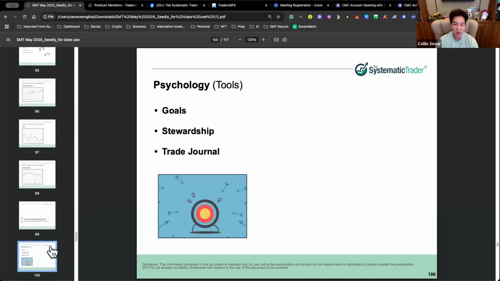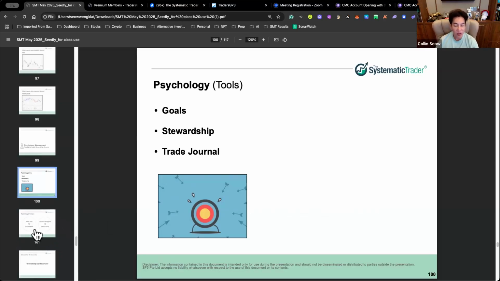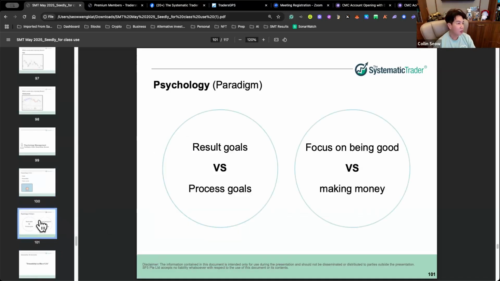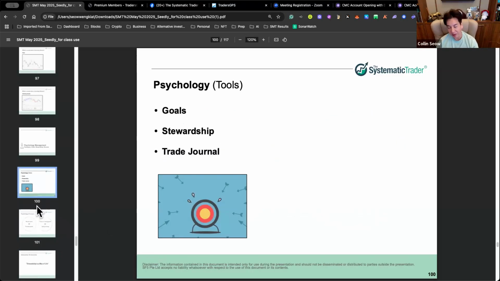Okay, so now let's move on to stewardship. Stewardship is about trading psychology, goals, and stewardship. So first thing first, in terms of goals, let me ask you a question. What is the objective of trading? What is your objective when you're trading? Is it to make money, yes or no? Type yes if you agree. You're trading, you want to make money, right? So that's the objective.